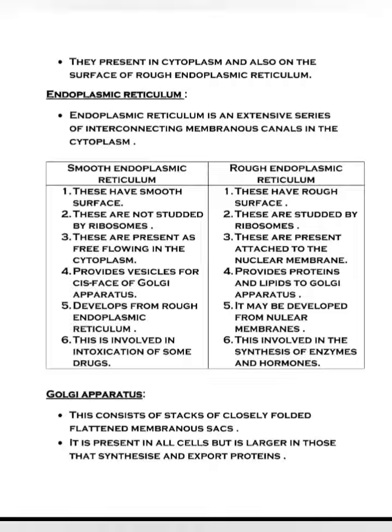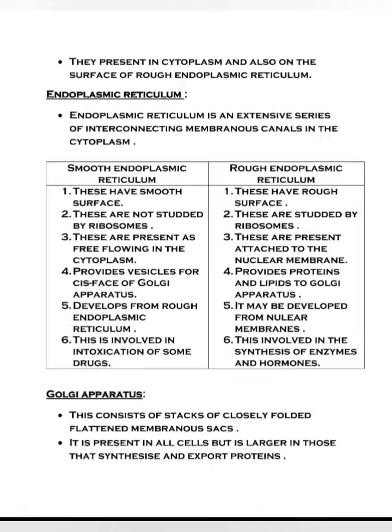Coming to rough endoplasmic reticulum, these have a rough surface. These are studded by ribosomes. These are present attached to the nuclear membrane. These provide proteins and lipids to the Golgi apparatus. It may be developed from the nuclear membrane. This is involved in the synthesis of enzymes and hormones.